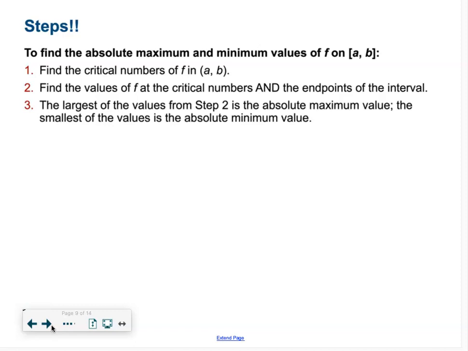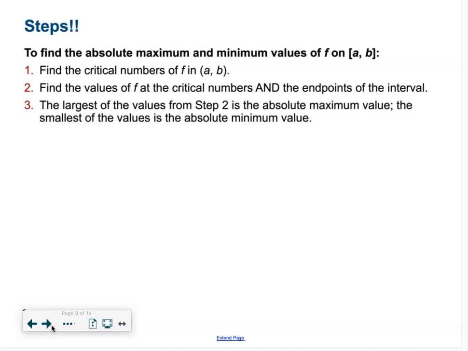Could you repeat them one more time in layman's terms? I can. Okay, so step 1, find your critical numbers. Step 2, test your critical numbers and your endpoints by plugging them into your original function, not your derivative.